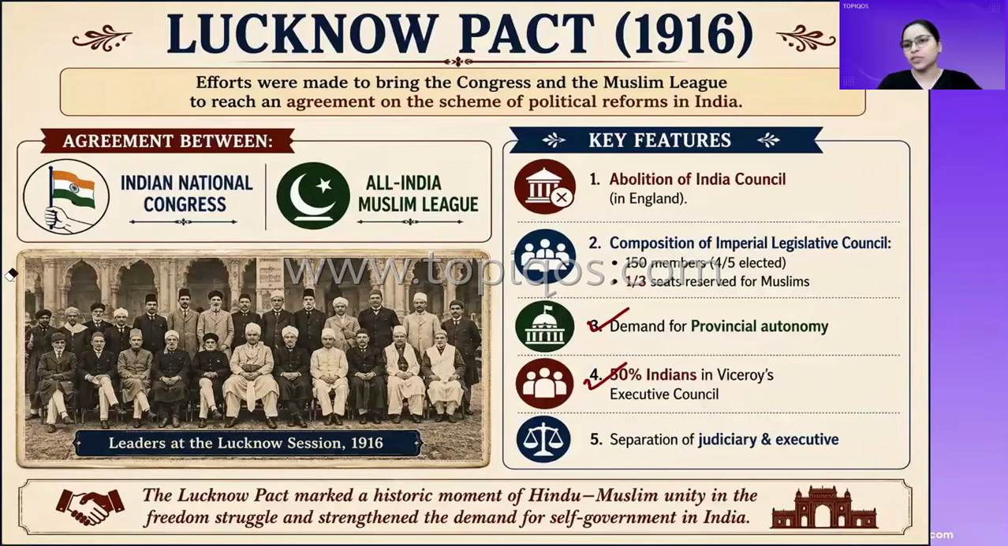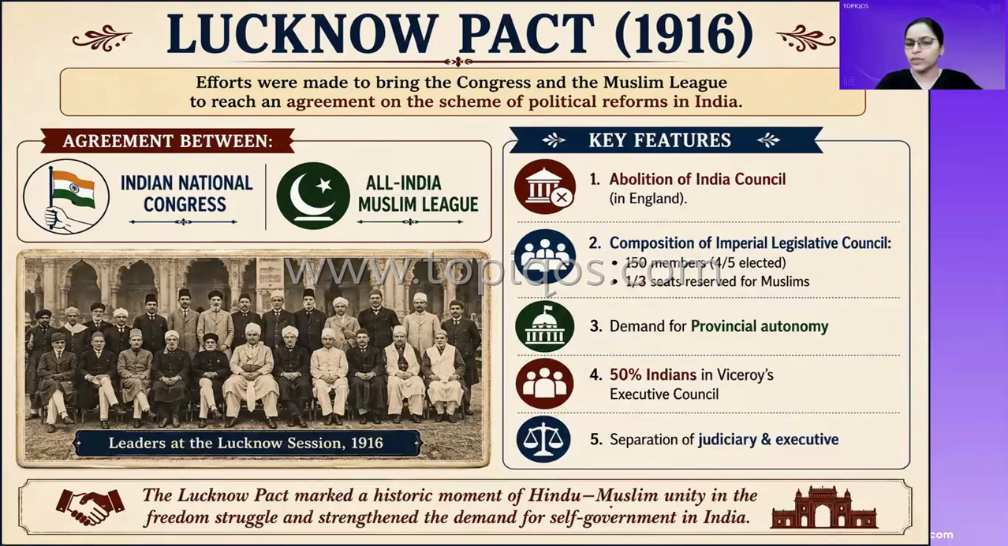So, completely executive and judiciary should be separate. So, this pact is very crucial. Okay, so please remember all the key features of the pact. It demanded the abolition of the India Council, demanded that there should be a composition of the Imperial Legislative Council with total 150 members, out of which 4/5 should be elected, 1/3 seats to be reserved for Muslims, and most importantly, Congress accepted separate electorate for Muslims.